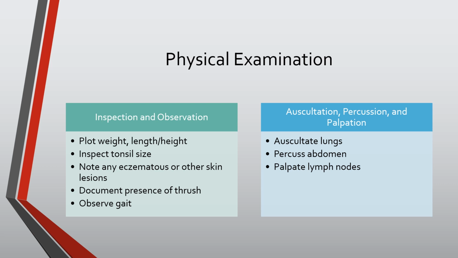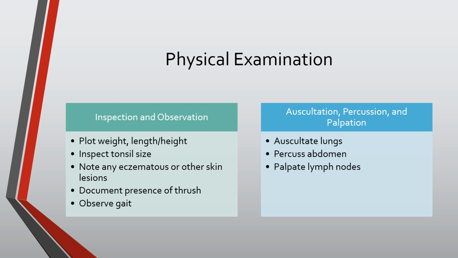We're going to inspect the tonsil size, note any eczematous or other skin lesions that can occur with any allergic disease processes. We're going to document the presence of thrush. If they have frequent thrush, that could be an immunodeficiency. And we're going to observe their gait. If they have an unsteady gait, neurological alterations can occur with HIV infections.